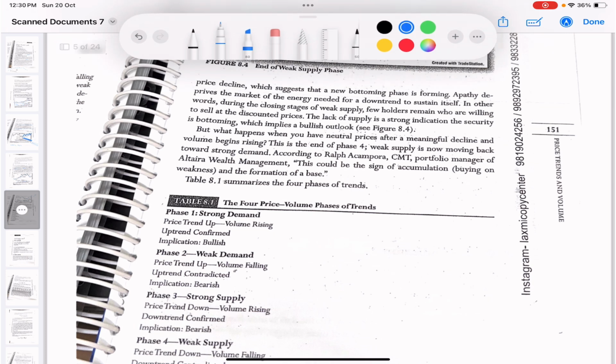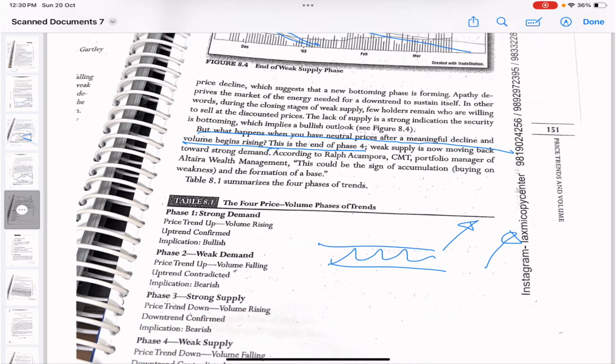Now, when you have neutral prices after a decline, neutral prices meaning sideways markets, and then volume starts going up, that means that the price is going to go up again. Buyers have again stepped into the market.